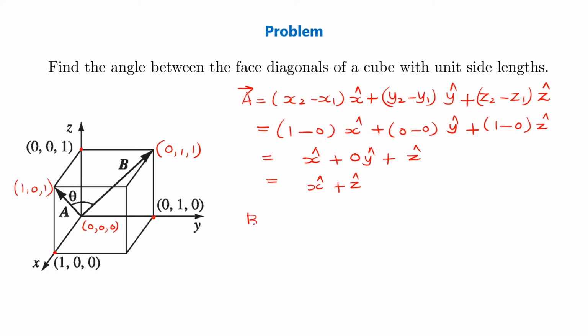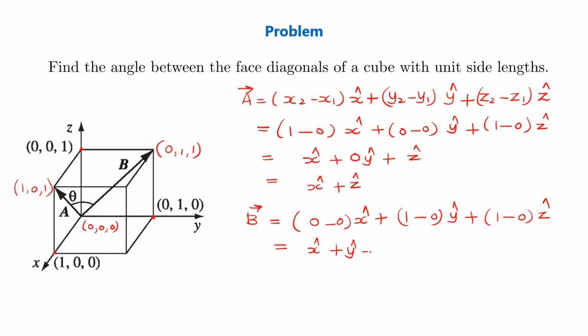Now B is equal to 0 minus 0 x hat plus 1 minus 0 y hat plus 1 minus 0 z hat. So this is 0 times x hat plus y hat plus z hat. So this is equal to y hat plus z hat.